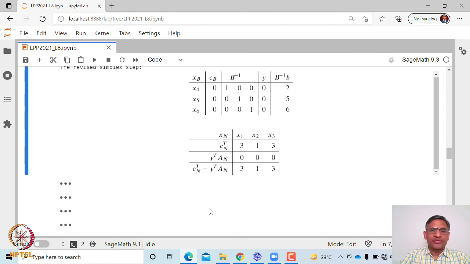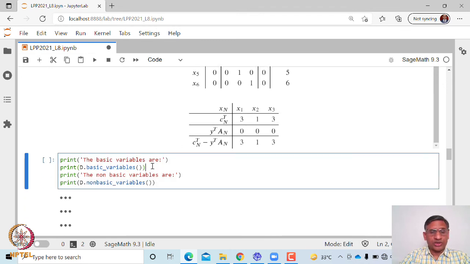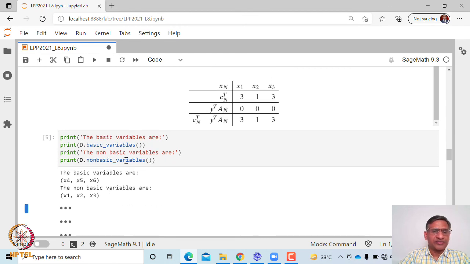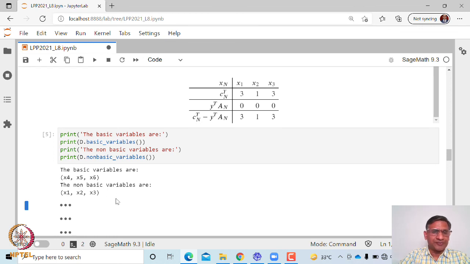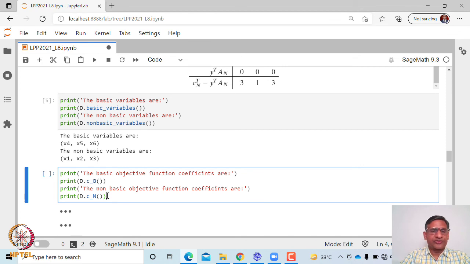Right. Once we know all these things, now let us look at this stage of the problem. You can also find out what the basic and non-basic variables are. So D dot basic variables gives me x4, x5, x6, which are the basic variables. Non-basic variables are x1, x2, x3, right? Next, let us look at the coefficients of the objective function corresponding to basic and non-basic variables. So that is D dot CB and D dot CN.